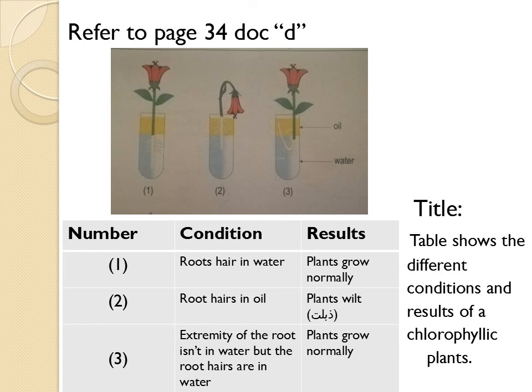After several days, the plants grow normally. While the second one, the root hairs are dipped in oil. The plants wilt after several days. The last one, the extremity of the root isn't in water but the root hairs are in water. This means the extremities of the root are not in water but the root hairs are in water. After several days, the plants grow normally. This table shows the different conditions and the results of chlorophyllian plants.